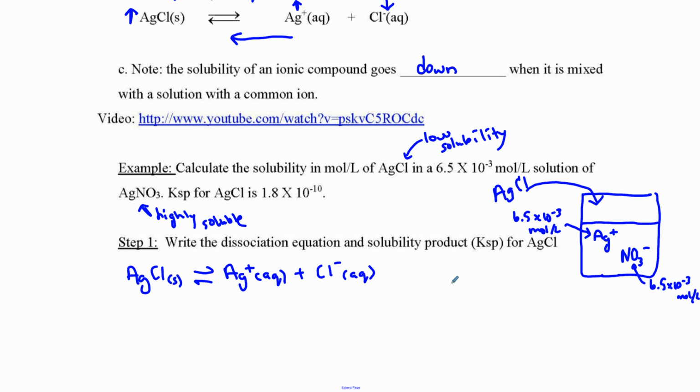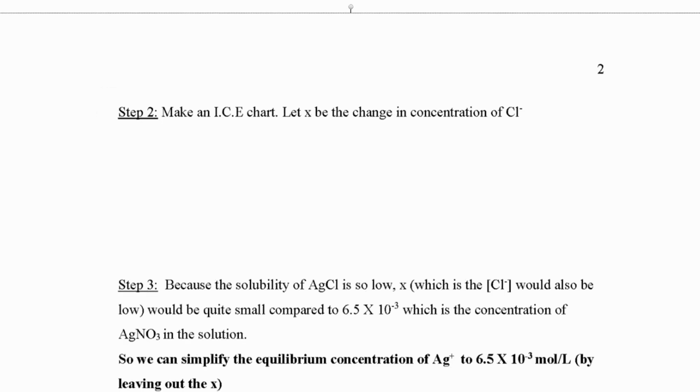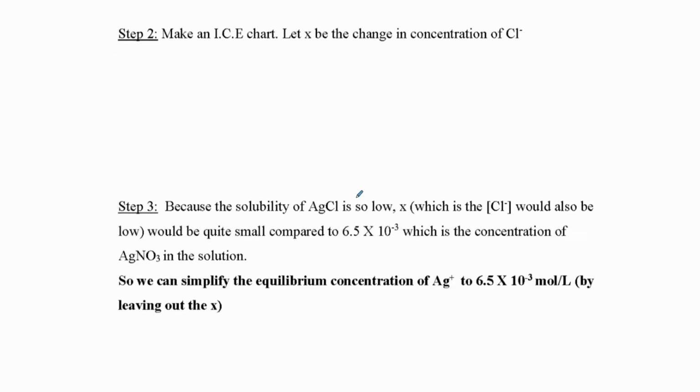Okay, and the KSP. So remember, we never include the solid, we just include either gases or aqueous. In this form, it's aqueous. So from there, what we're going to have to do is make our ice table, and we're going to work through that based on what we know already.